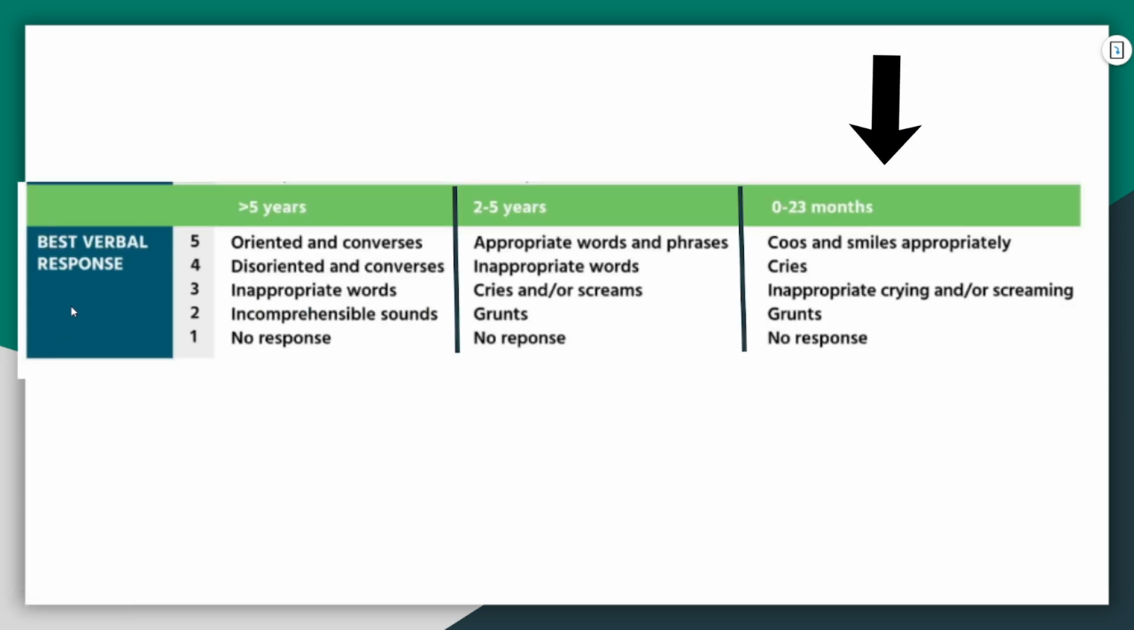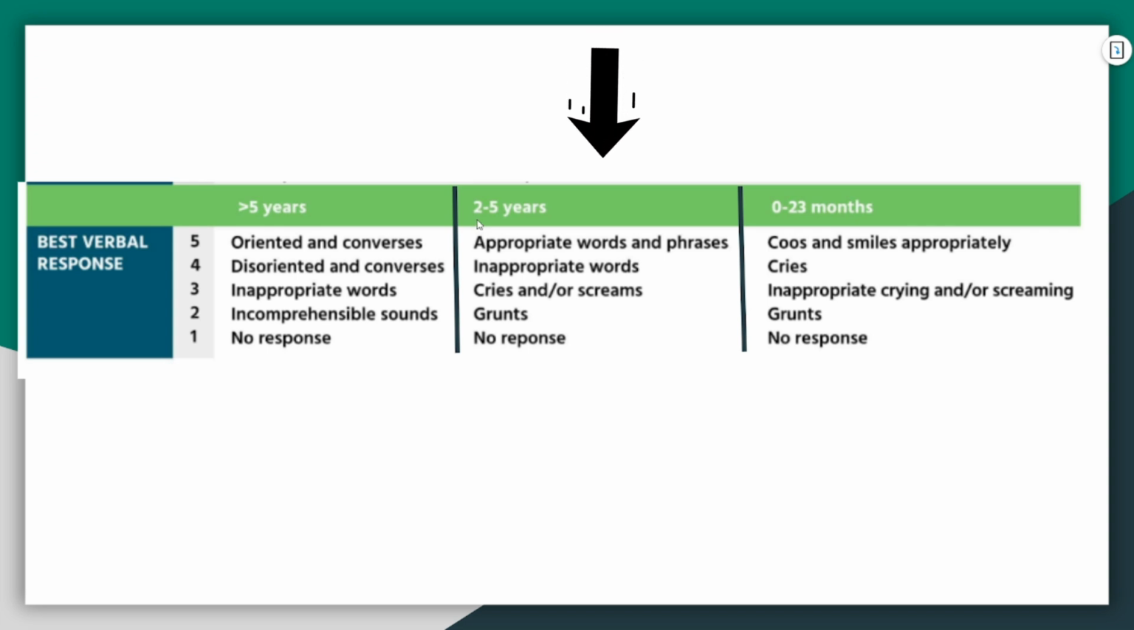For the verbal response, for a child less than 2 years, between 0 and 23 months, the score is 5 if the child coos and smiles appropriately, 4 for responding only with crying, 3 for inappropriate crying or screaming, 2 for grunting, and if there is no response, the score is 1.